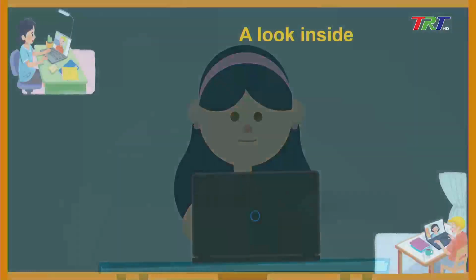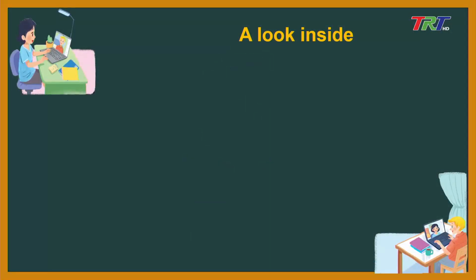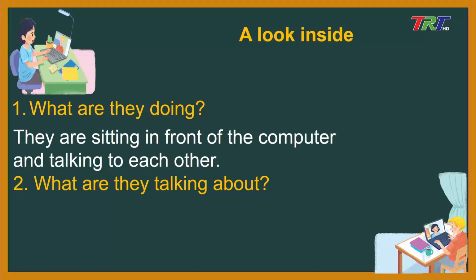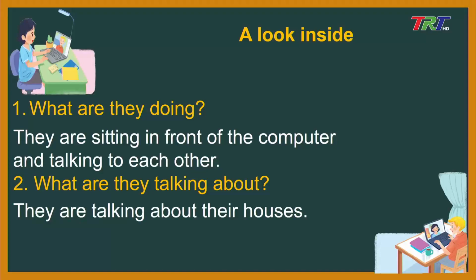Now you have the correct answers. That's wonderful, right? Now, we check. Number one, what are they doing? They are sitting in front of the computer and talking to each other. And how about number two? What are they talking about? They are talking about their houses.